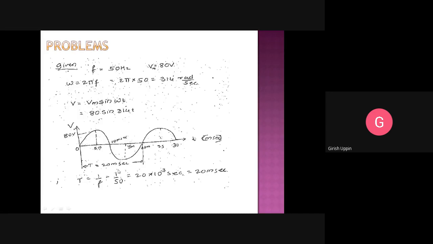In the exam you need not have the graph paper. What you have to do is just make sure that you draw a clean sinusoidal waveform and mark the peak value. The y-axis would be V, the x-axis would be t in millisecond, and the peak value you represent as 80 volt. This is the peak value, and you have to represent the time period, that is 20 millisecond. Your household connection is 50 hertz. That means the voltage inside your house is making one cycle in 20 milliseconds.